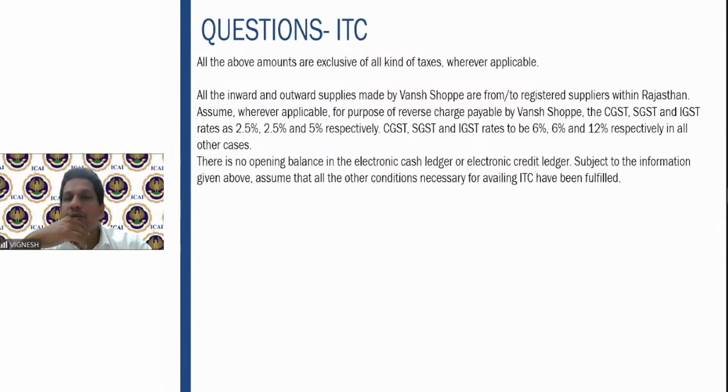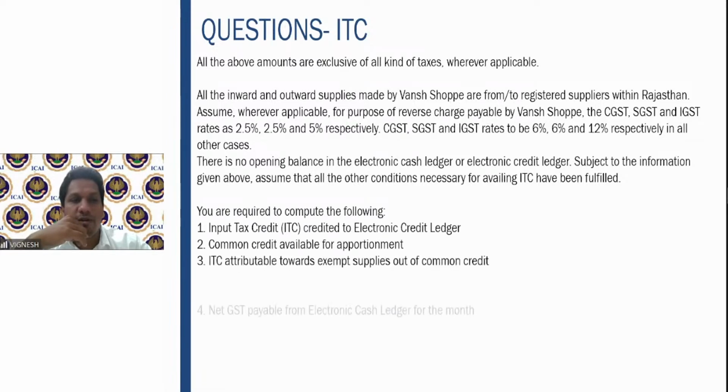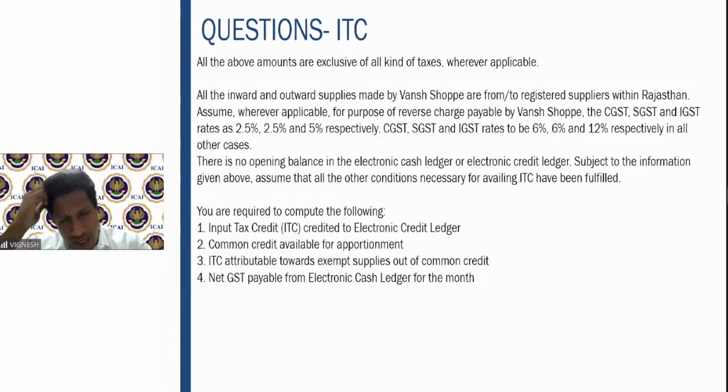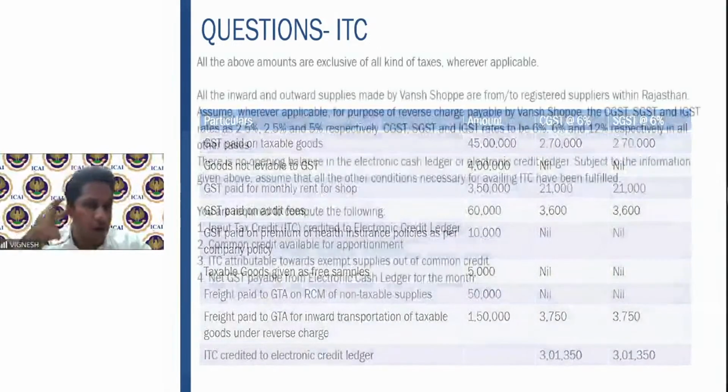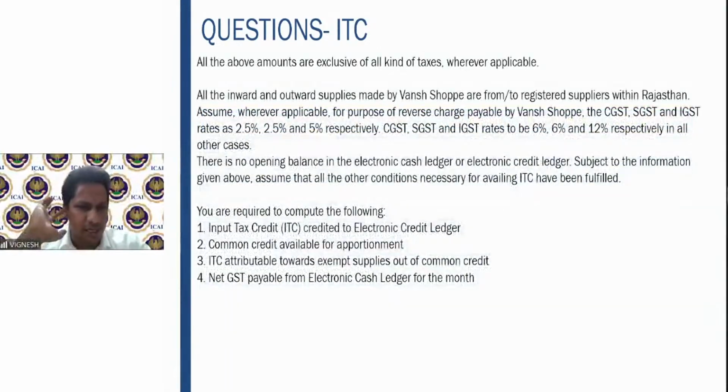Inward and outward supplies are made from or to registered suppliers within Rajasthan. For purpose of reverse charge, also CGST, SGST rates are given. No opening balance. Assume that all other conditions are fulfilled. Following are required to be calculated: ITC credited to credit ledger, common credit available for apportionment, ITC attributable towards exempt supply out of common credit, net GST payable. Exhaustive problem based off input tax credit chapter.